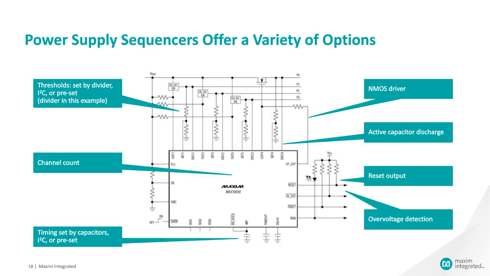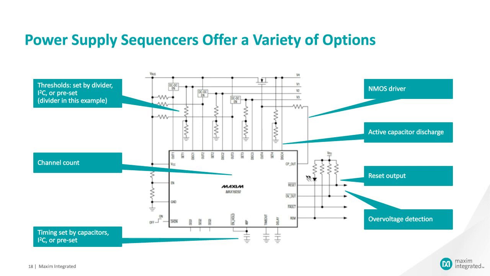There are other major features for a typical sequencer. First, the threshold. The threshold can be set by a resistor. Second, there is a channel count consideration for a sequencer. You need one single channel or multiple channel sequencing. The third feature of a sequencer is timing. The delay time is configured by external capacitors, or it can be preset by the factory.